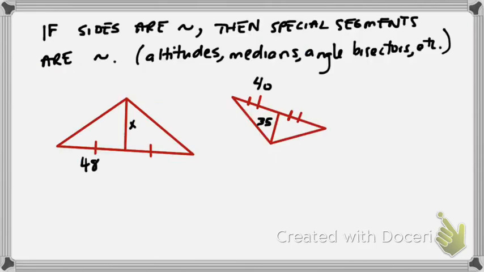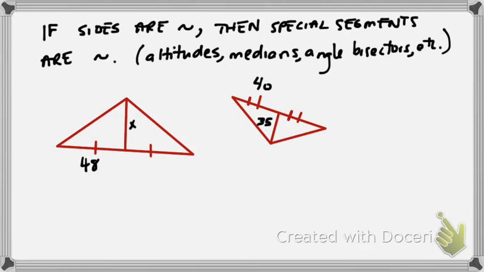All right, last but not least, if the sides are similar, then special segments are also similar. Okay, so that means stuff like altitudes, medians, angle bisectors, etc. So if the shapes are similar, or the sides are similar, then those special segments are similar as well.